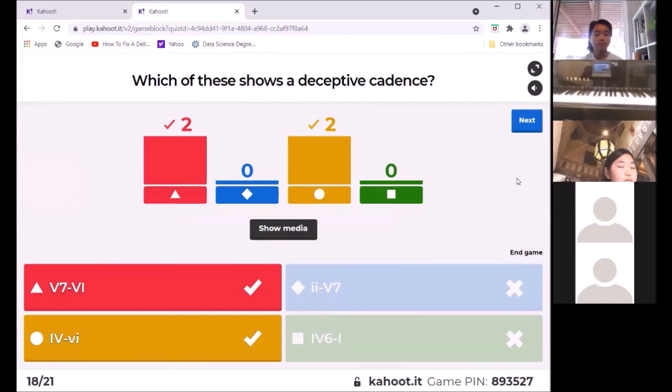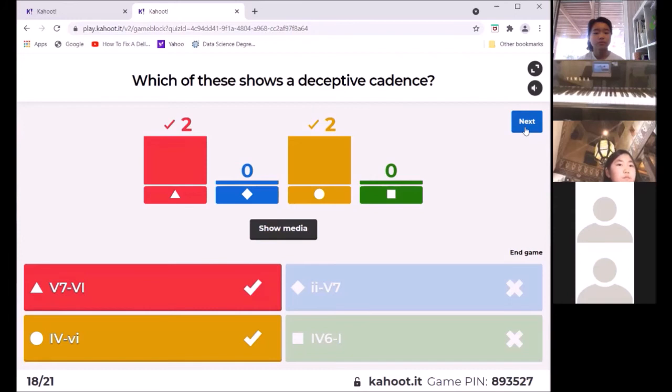So when we look at these answer choices, we see that we have a 5-7 to a 6, that is a deceptive cadence. And we also have a 4 to a 6, which is another deceptive cadence. The other two, one of them ends with a 5-7, so that would not be deceptive. The other one ends with a 1, so that would also not be deceptive.